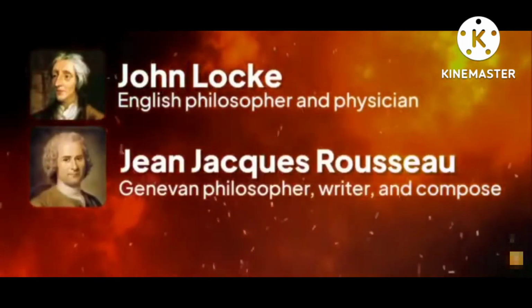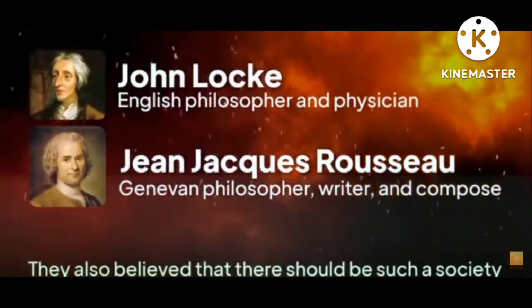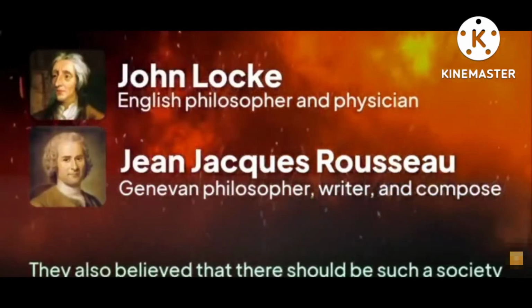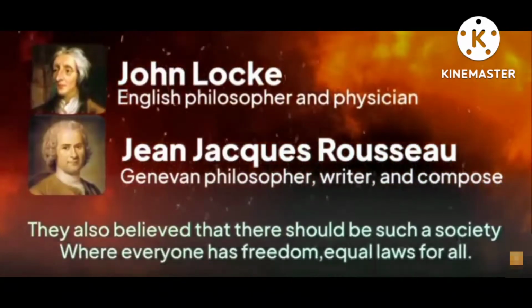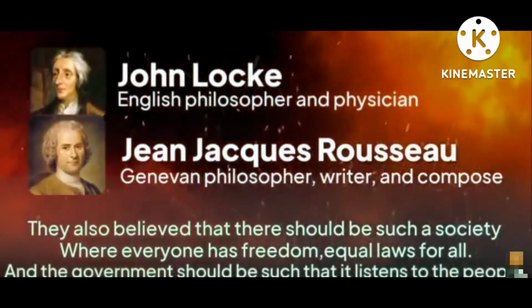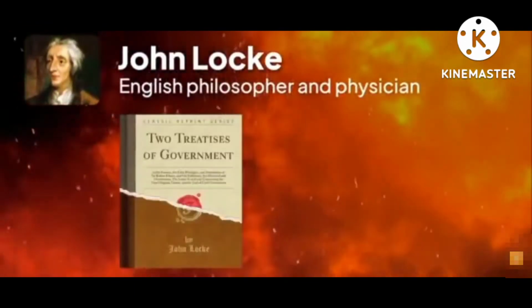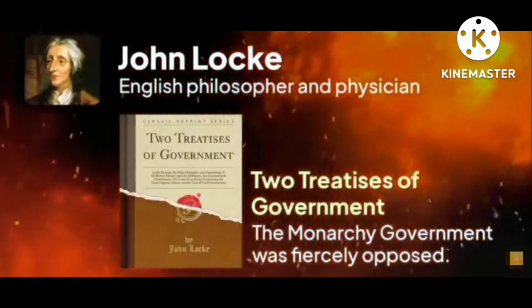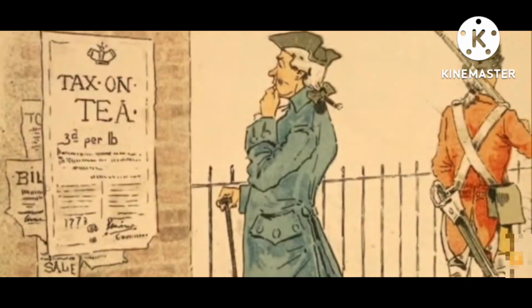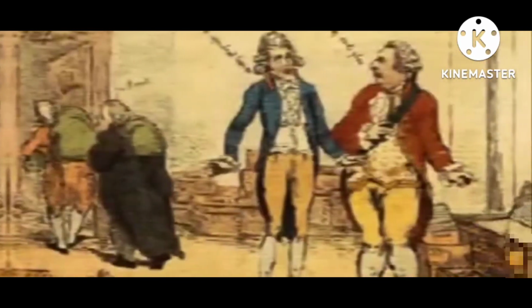Some philosophers like John Locke and Jean-Jacques Rousseau also supported the people of the third state. They believed that everyone in society should have equal rights and equal laws for all. John Locke also protested against the monarchy government in his book The Two Treatises of Government. And because of these conditions, the outbreak of revolution started.